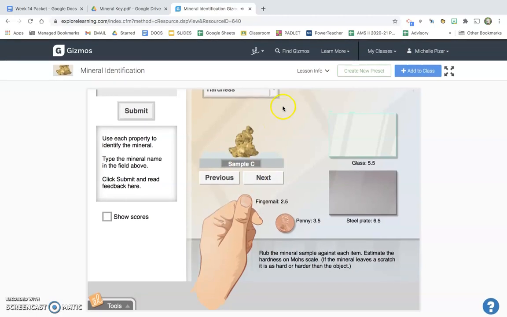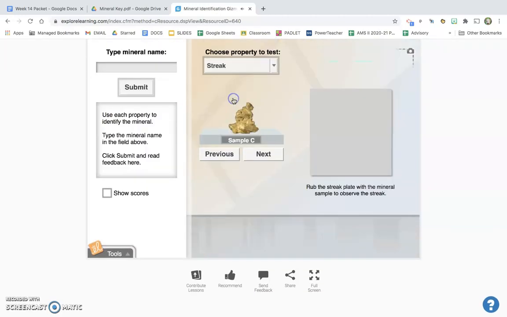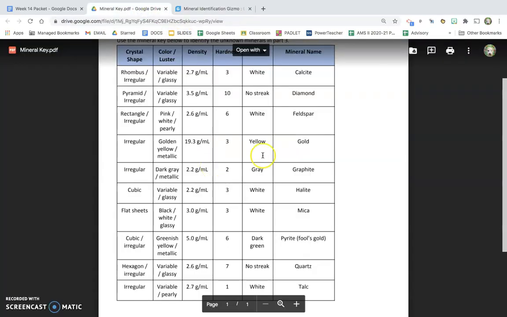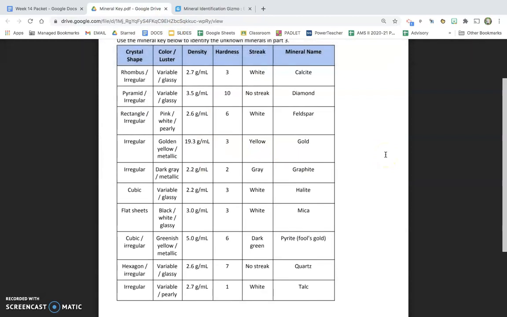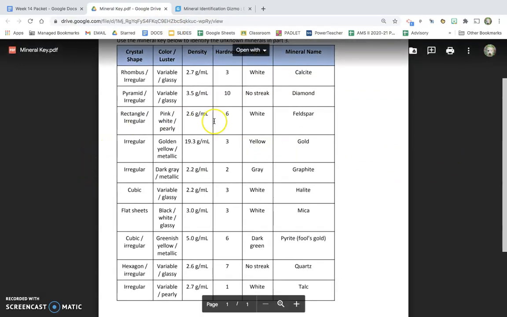Now, we're going to look at the streak. What is the color of the streak? Now, we're going to come to the mineral identification chart, and we're going to look at the crystal shape. We know that it had irregular crystal shape. It was a metallic luster. It had a high density, the highest density on this chart. Its hardness was just 3. And the color of the streak was a yellow goldish color.